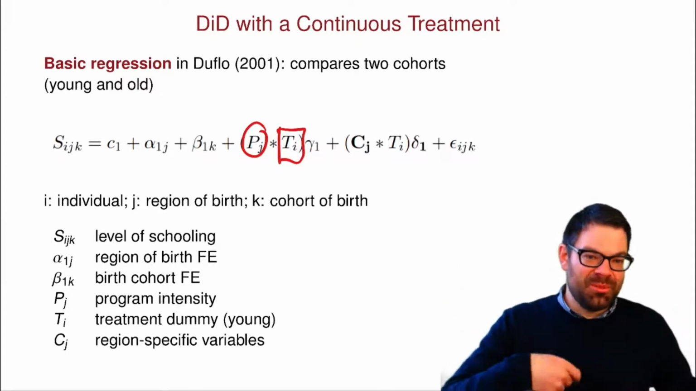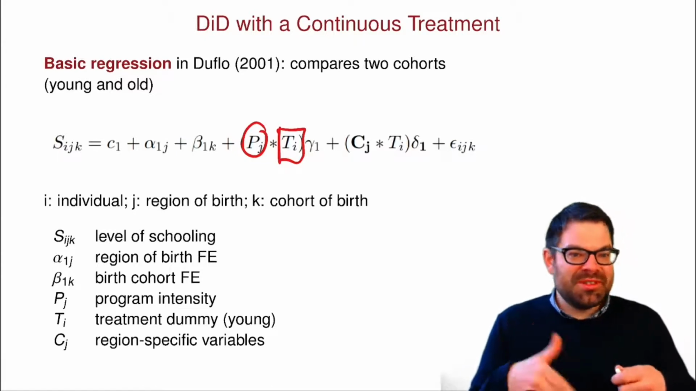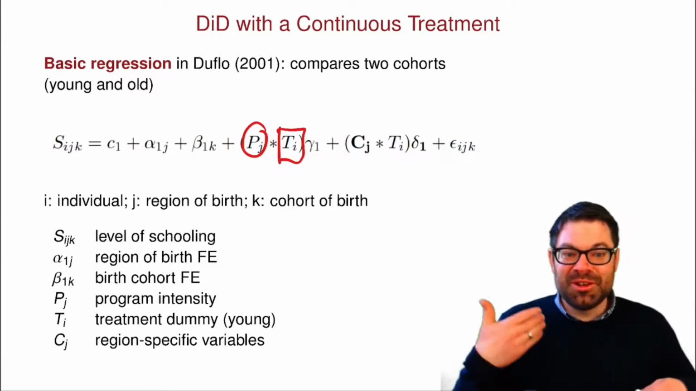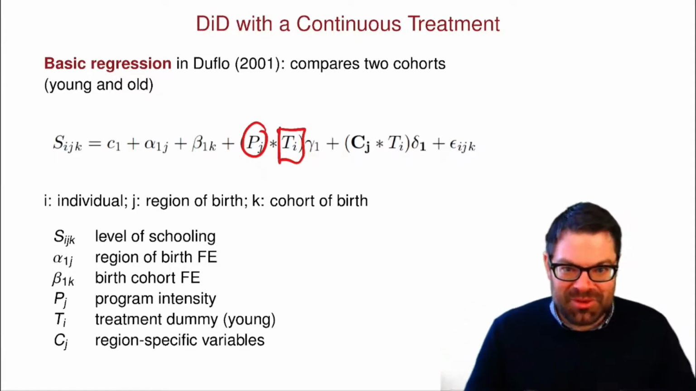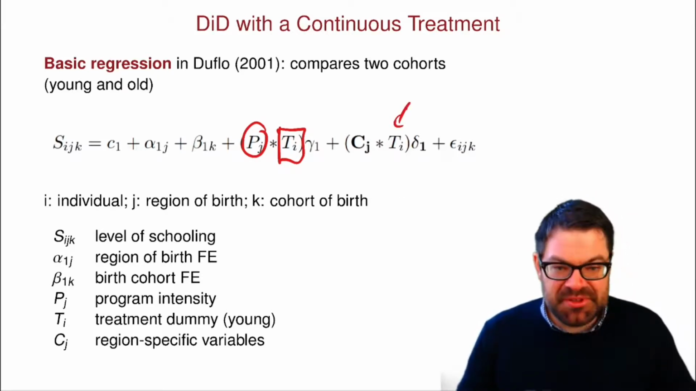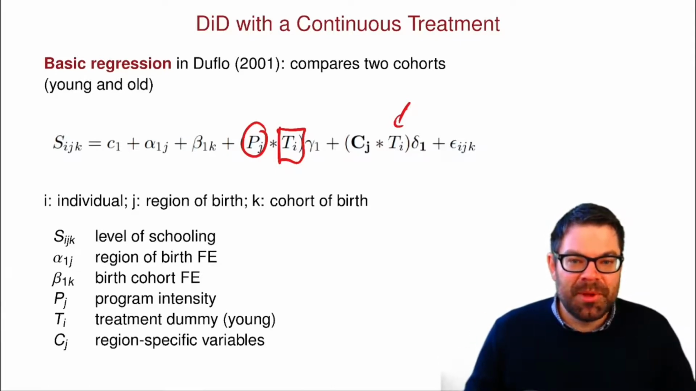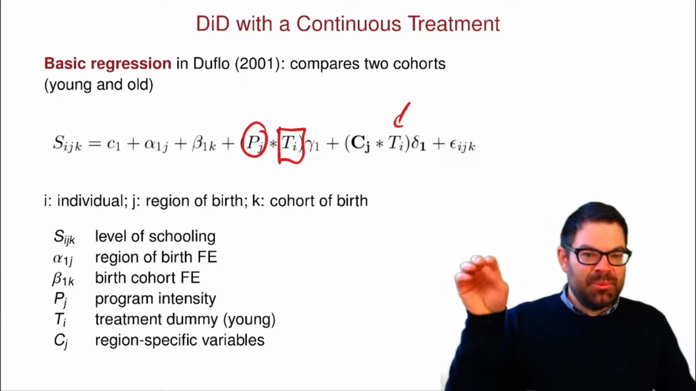So you not only have some that were treated and some that were not, but you can think of it as a 2x2 by simply saying, well, there were some places that constructed a lot of schools and others that constructed very little. Okay? She also controls here for region-specific variables, but that's not that relevant. And so this is still the basic regression.